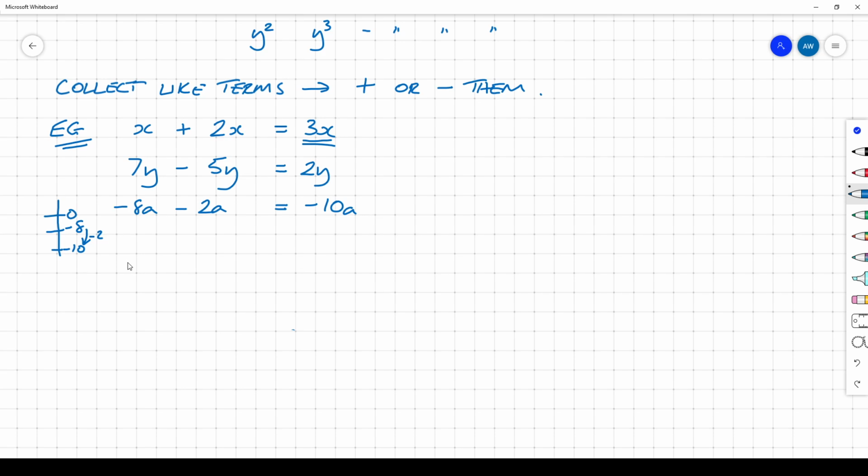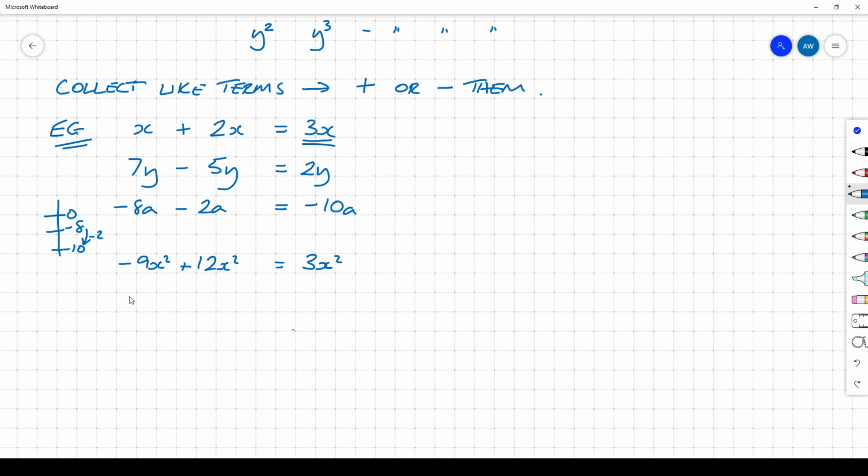Similarly, we may have minus 9x squared plus 12x squared. Minus 9 plus 12 is the same as 12 minus 9, remember, so that's 3x squared. So we can collect those terms together because we have the same terms, we have x squared and x squared.